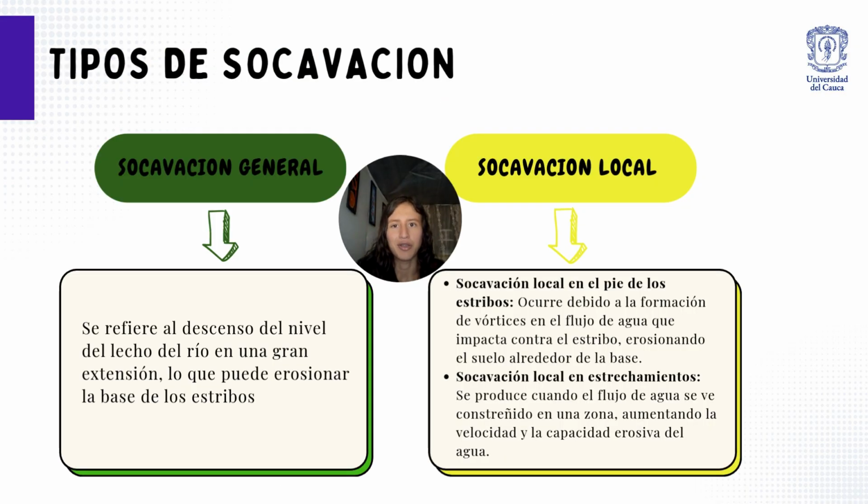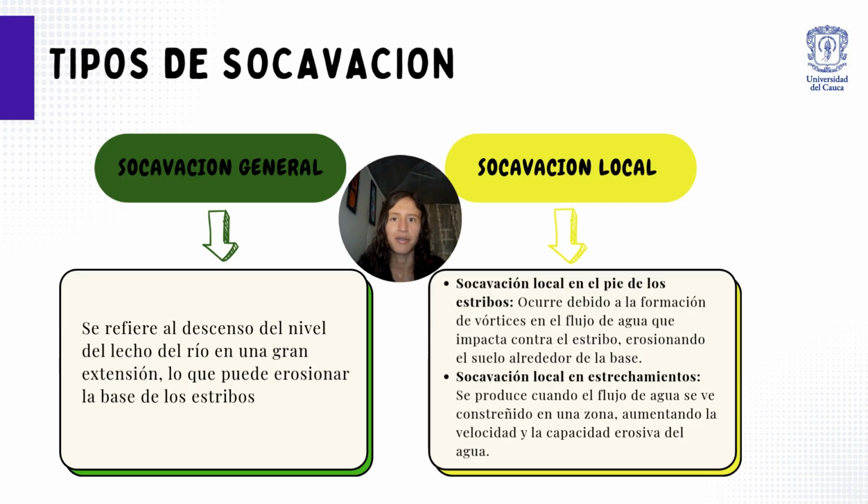Now let's talk about the types of scour. In general, scour around bridge abutments can be classified into general scour and local scour. This describes how the erosion happens and where it occurs. Let's take a closer look at each one.